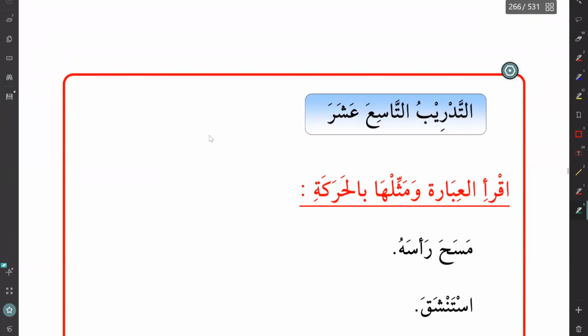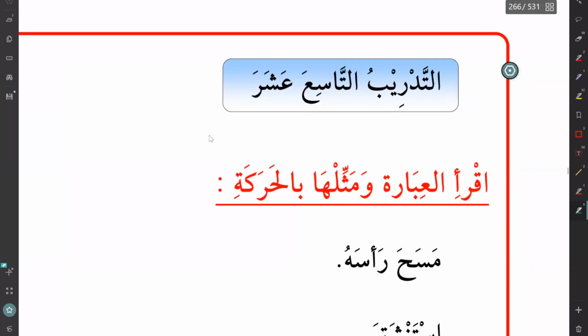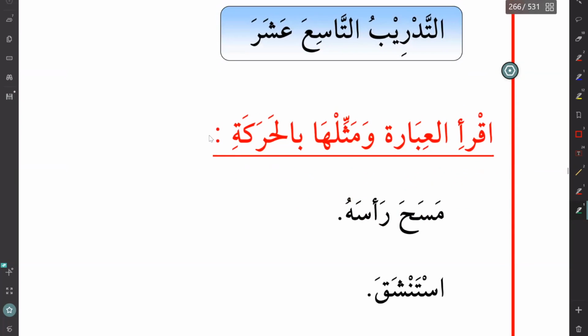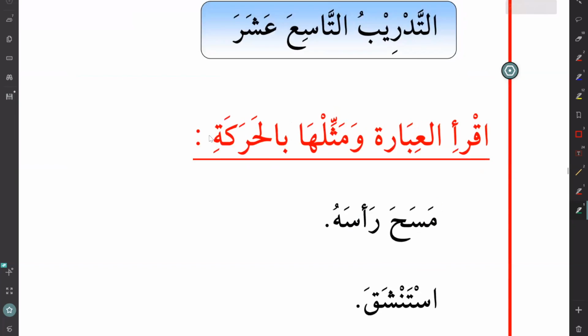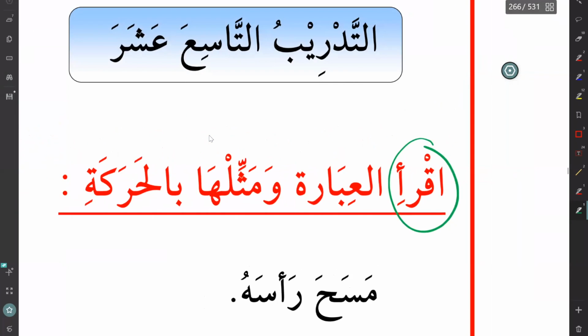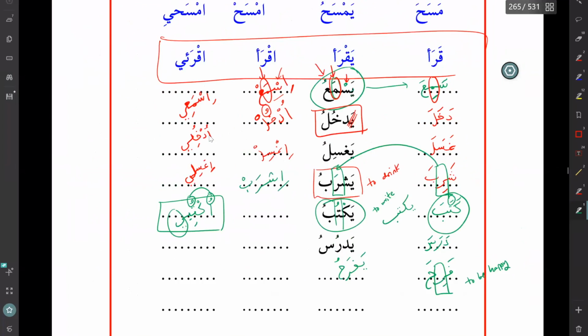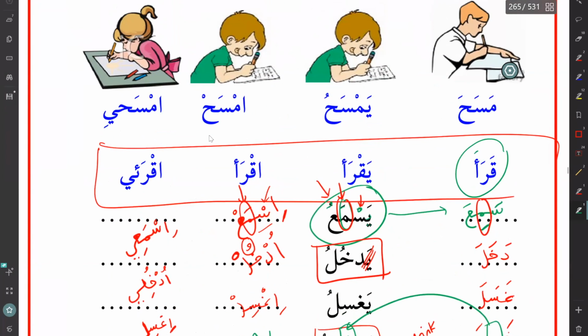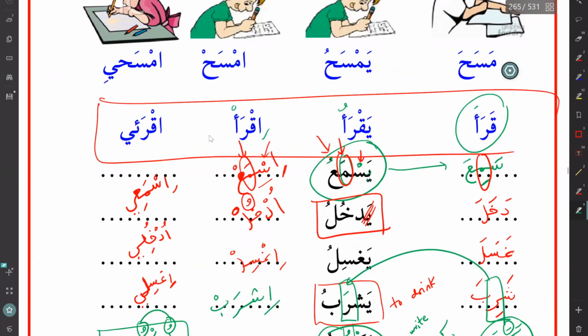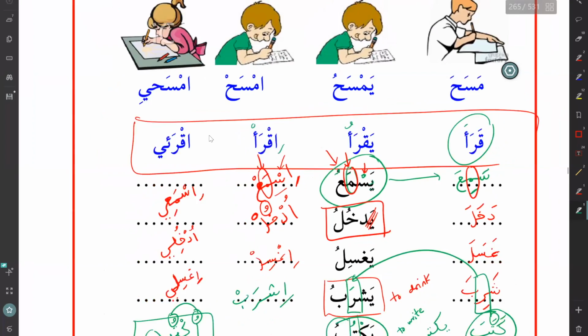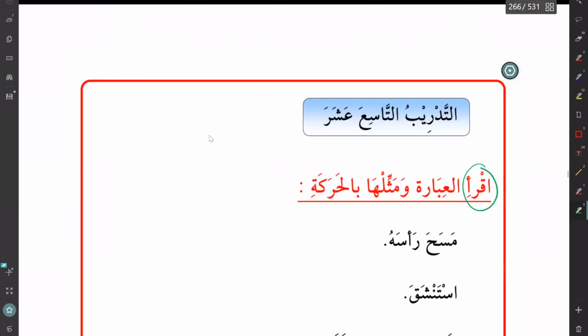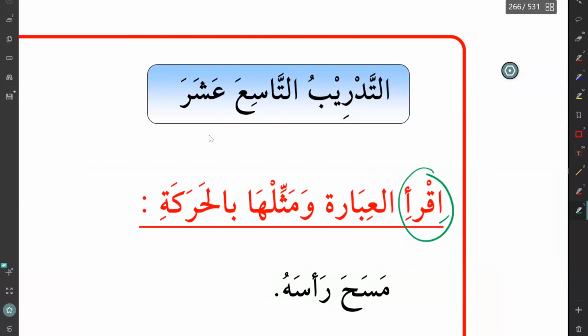Now we have التدريب التاسع عشر, the 19th exercise. It says اقرأ. Here, the verb, we just did this verb. As you can see, they give you قرأ, يقرأ, اقرأ. What does it mean? It means to read, right? So this is a command verb. You have اقرأ, so it should be sukun here. Why did they put a kasra here?